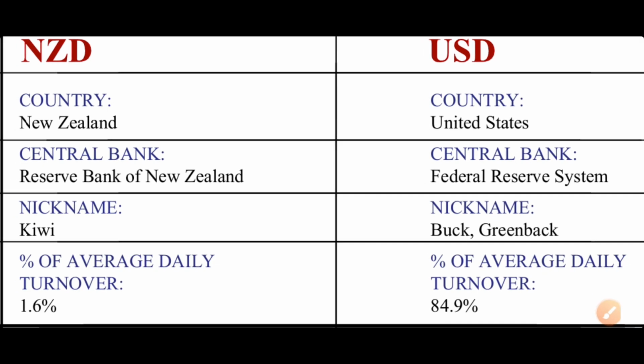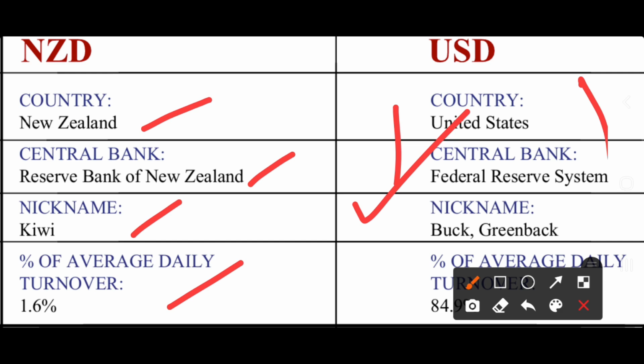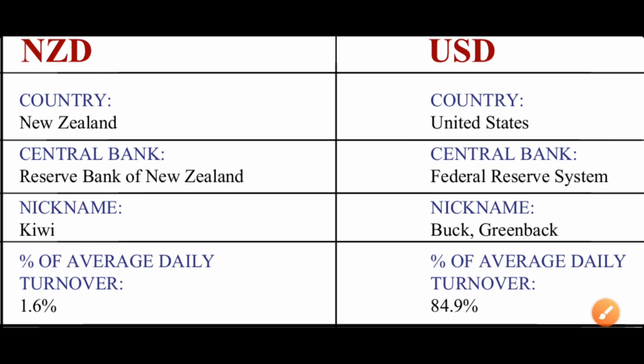Further, in more detail, NZD is from New Zealand. The bank is the Reserve Bank of New Zealand. The nickname is Kiwi. The average daily turnover is 16%. And here we have also been looking at this. You can read it: United States, Federal Reserve System, buck, greenback, and 84.9% on average daily turnover.